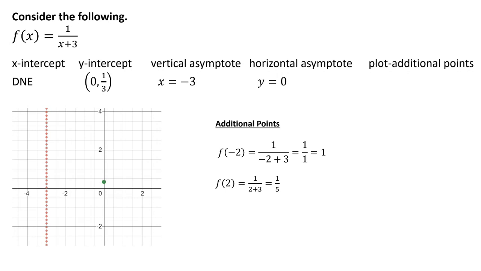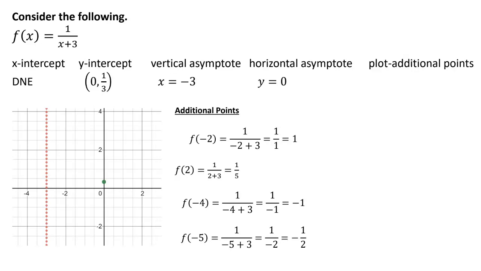So let's pick x equals -2. If x equals -2, when I plug it into my function, I have 1 over -2 plus 3. -2 plus 3 gives me +1. So 1 divided by 1 is 1. So when x equals -2, y is equal to 1. Let's try a different point. Let's pick +2 for x. When I put in 2 for x, I have 1 over 2 plus 3. 2 plus 3 is 5. So y is equal to 1/5.